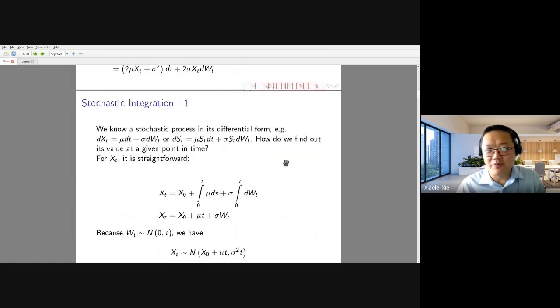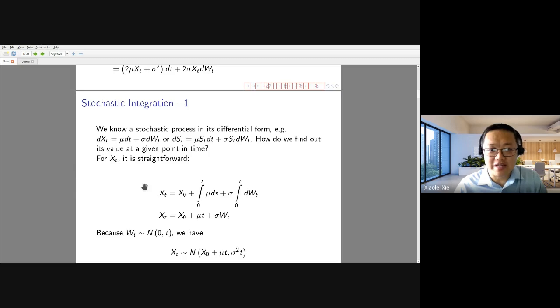So now again, let's get back to this dXt here. Of course, what we really want to do is not calculate the differential, but find out the value of this process at a given point later in time. So if Xt has this simple form, then that is straightforward.